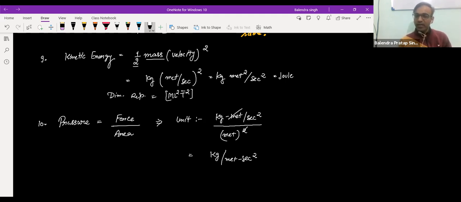Is it clear? Yes, sir. Kilogram meter per second square divided by meter square. So one meter cancels out. So it is kilogram per meter second square. This is the unit for pressure.